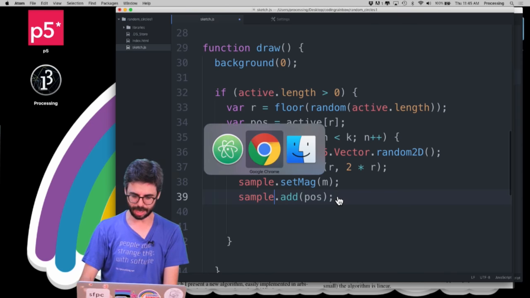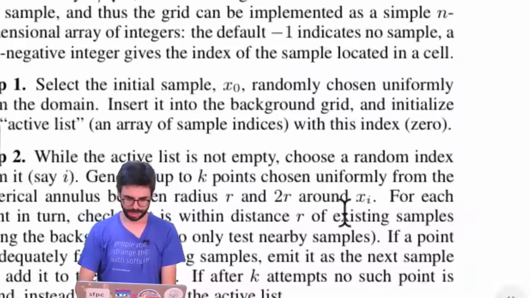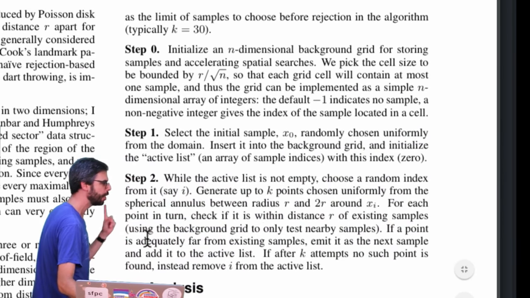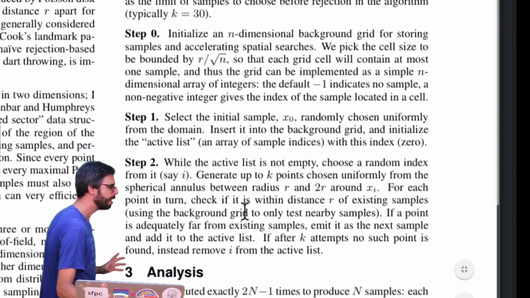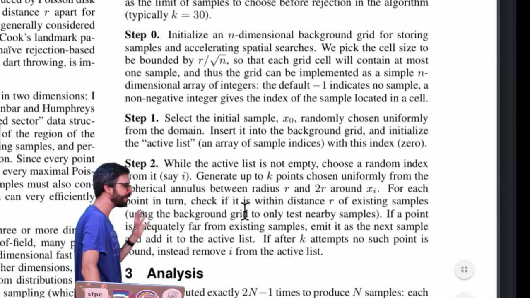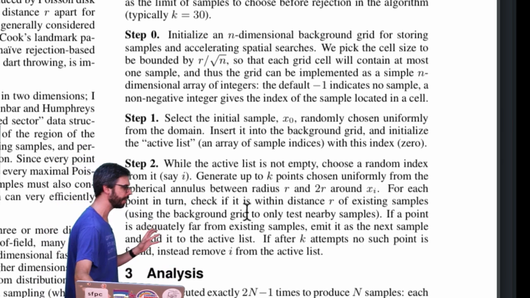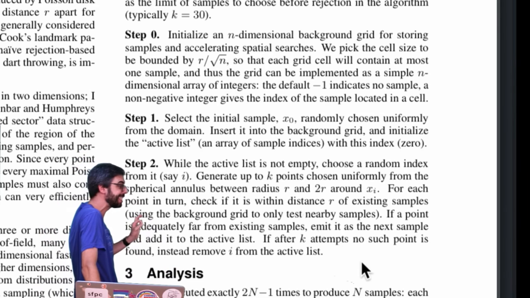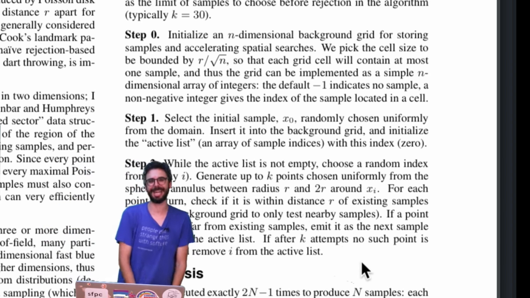So I'm now done with this particular step. Generate up to k points. I've done one point uniformly between r and 2r. For each point, check if it is within distance r of existing samples, using the background grid to only test nearby samples.